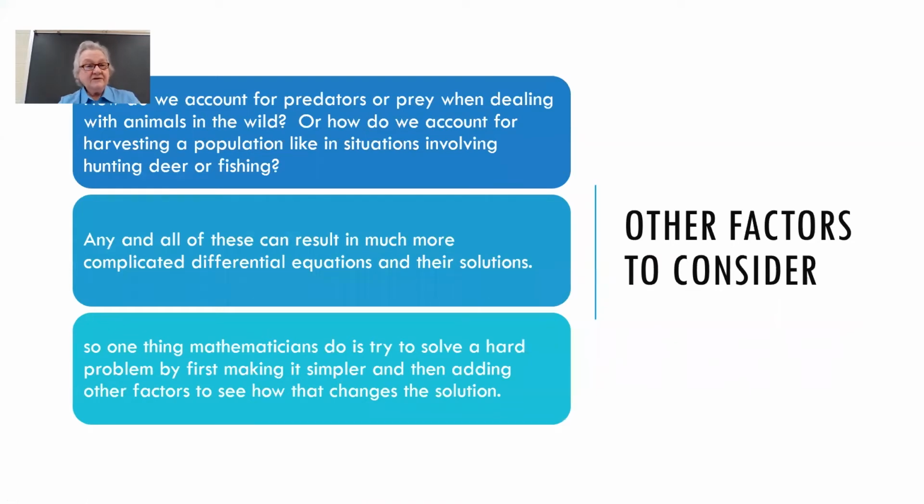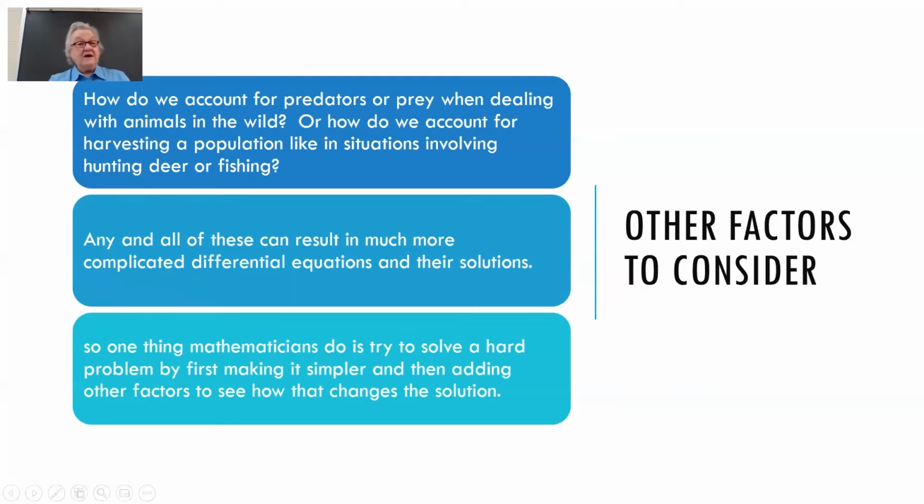Okay, other factors to consider. Let's see, move that over. How do we account for predators or prey when dealing with animals in the wild? Or how do we account for harvesting a population? What does that mean? Well, deer hunting season or fishing season, those would be examples of harvesting a population. Any and all of these can result in much more complicated differential equations and their solutions. So one thing mathematicians do is to try to solve a hard problem by first making it simpler and then adding other factors to see how that changes.